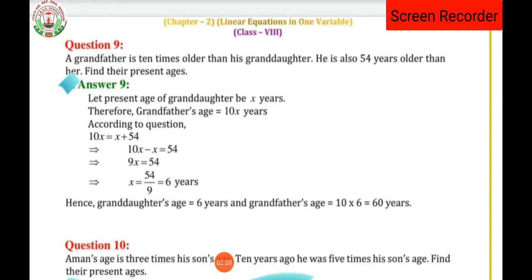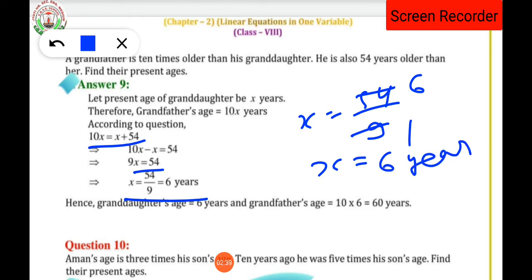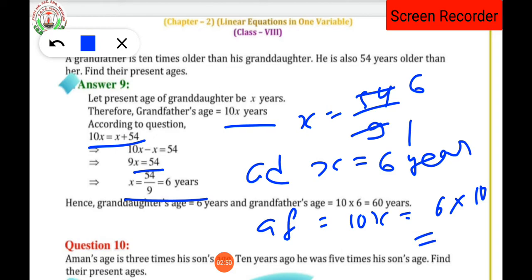Now what do we have to do? We have to solve this equation. The equation we got is 10x equals x plus 54. Transposing the x term to the left hand side, we get 10x minus x, which is 9x. So 9 comes in the denominator of 54, and 54 is divided by 9. 9 sixes are 54, so granddaughter's age is 6 years. Grandfather's age we considered as 10x, that is 6 into 10, which is 60 years.